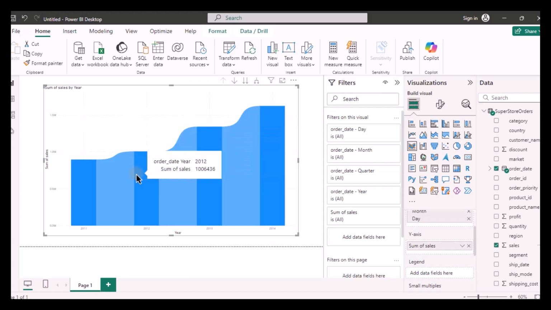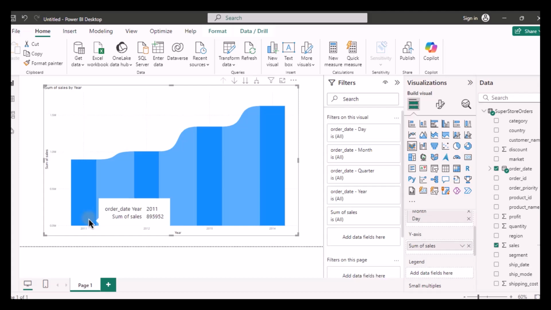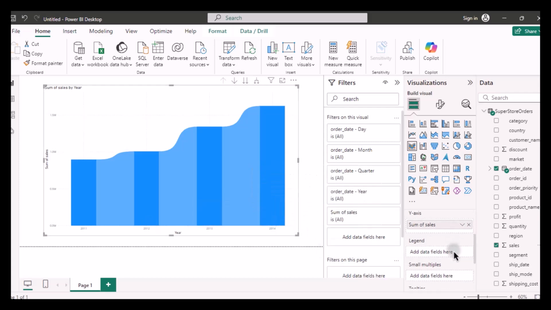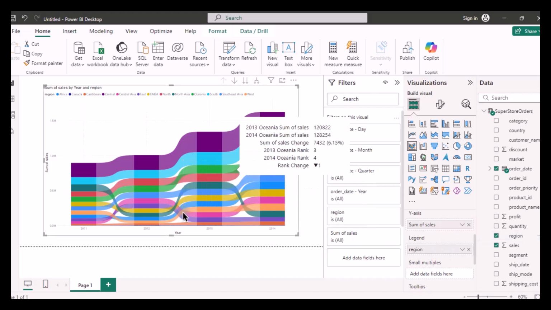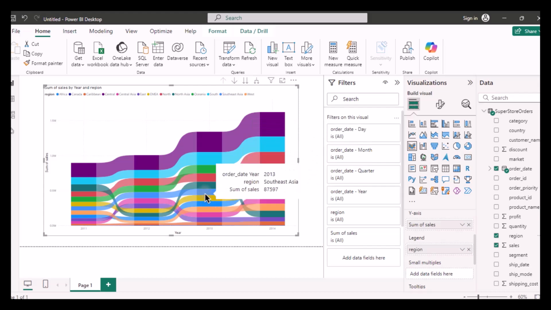So now, as you can see, this is sort of a column chart that we are visualizing right now. But to get ribbons out of it, you have to put a legend. It will create ribbons in the visual. Right now we can see that we have data for 4 years, from 2011 to 2014. So let's say we are going to work with regions. I'm going to put regions in the legend. And now you can see we have some sort of ribbons. Right now it is a bit confusing.